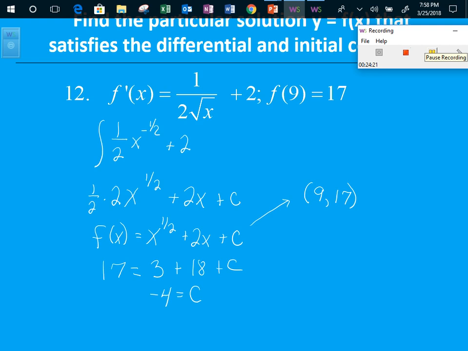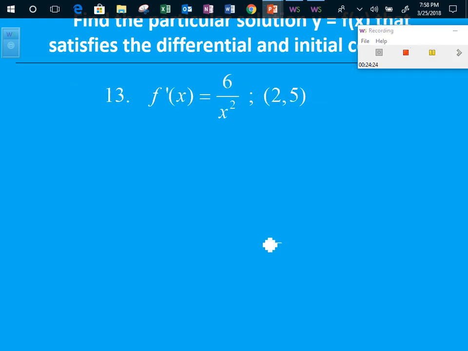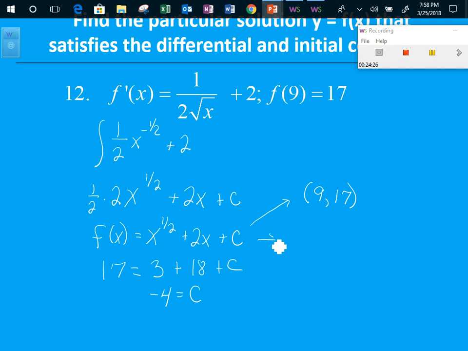Now to get your final answer, it is going to be f of x equal x to the 1/2 plus 2x minus 4. I've got one more coming your way, and then I'm going to, of course, tie in a little profit, revenue, cost, because those things aren't going away. Here goes my number 13.